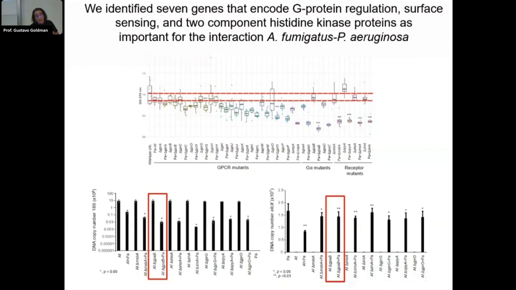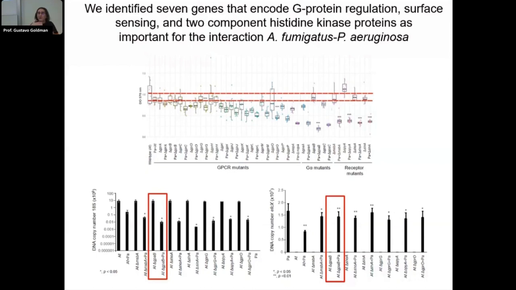And then we were really lucky because we got 7 candidates. When we validated them by using qPCR, by using the methodology that I showed to you, you see that all the 7 candidates have reduced amount of 18S, and that's really cool. Now, when we look at the Pseudomonas, they take advantage of the reduced growth and they grow more. That's not always the case.